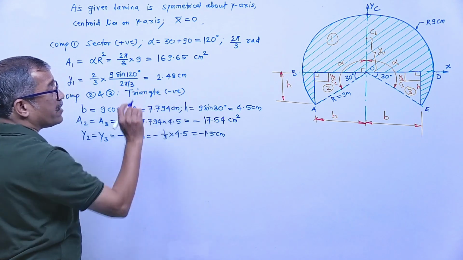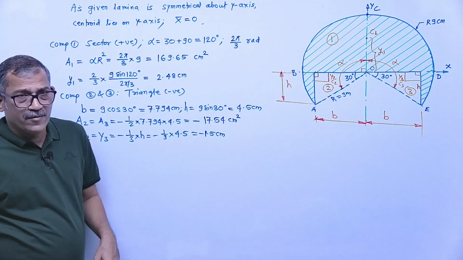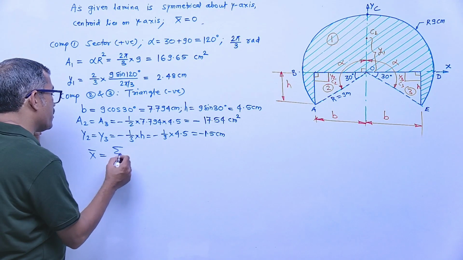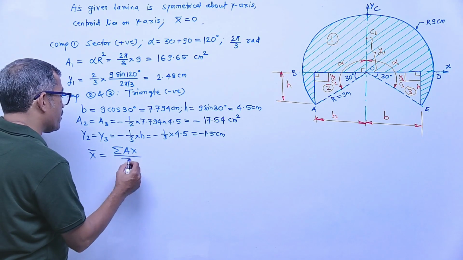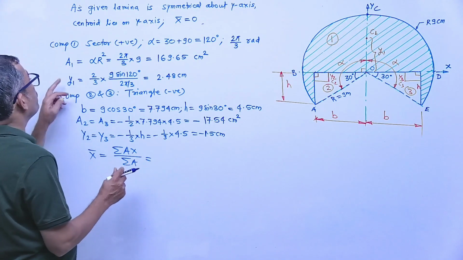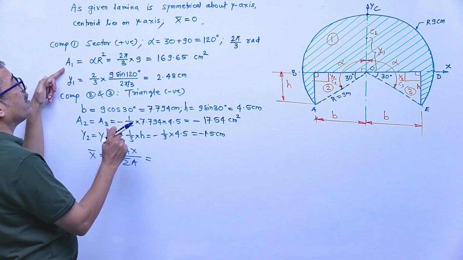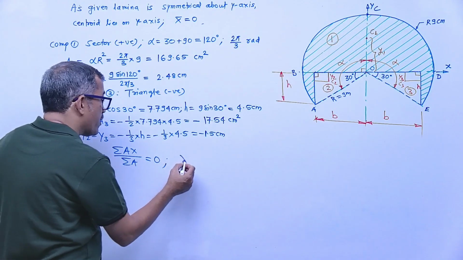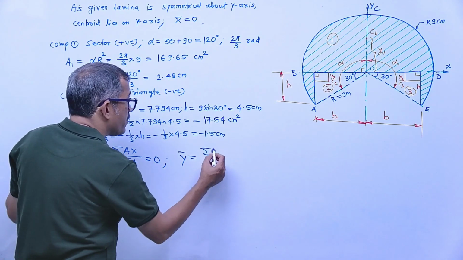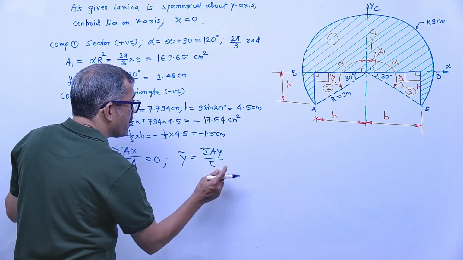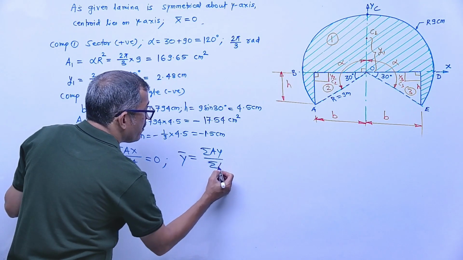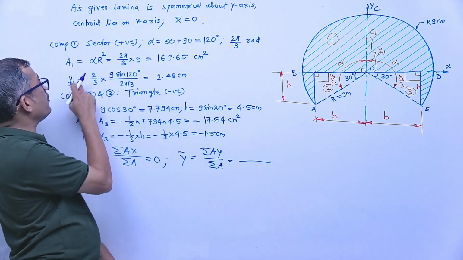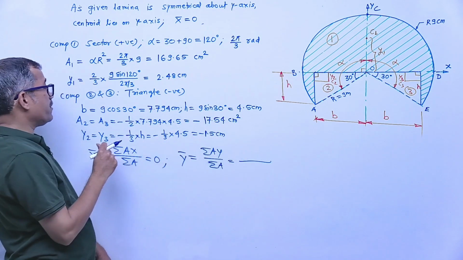If this comes out correct, there is no problem, right? Very simple. Next step: x bar equals summation of ax upon summation of area. How will we find it? x bar is 0. You have to find out only y bar. It is summation of ay upon summation of area. How will we find the summation of ay? a1 y1, both are positive, so the product will be positive.